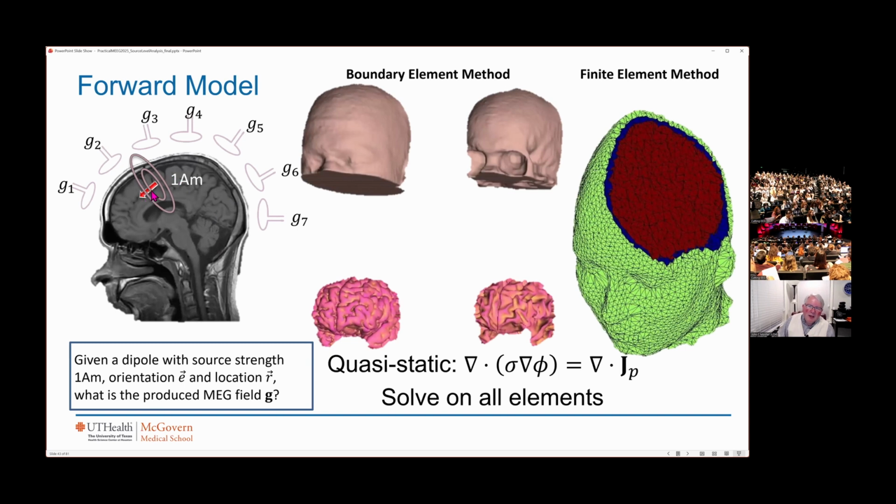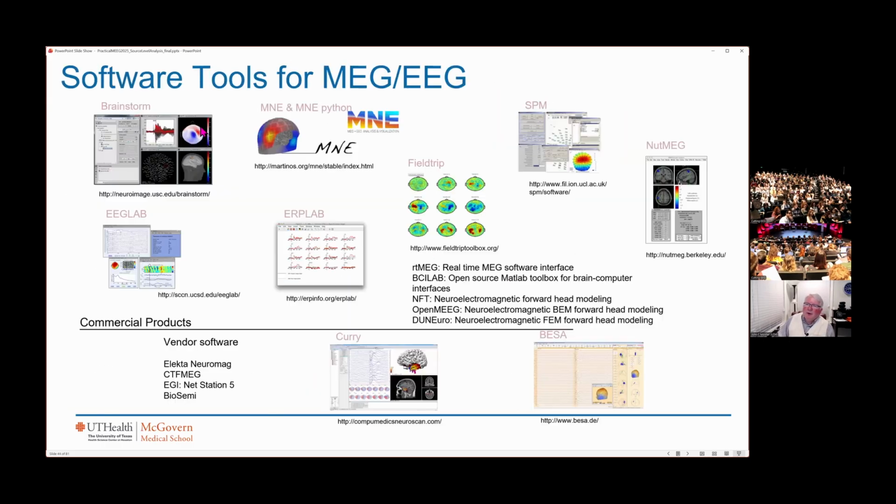Given this 1 amp-meter dipole, the basic fundamental model is a quasi-static assumption that the divergence of these gradient fields times their conductivity is equal to the divergence of the primary activity. This basic fundamental model gets worked again and again and again across all boundaries, scalp, inner skull, cortical surface, or finite elements, tetrahedra in the brain, CSF, scalp, anywhere you want. The ultimate question is what produced the gain out to the sensor, G. And this is what's worked by all these packages.